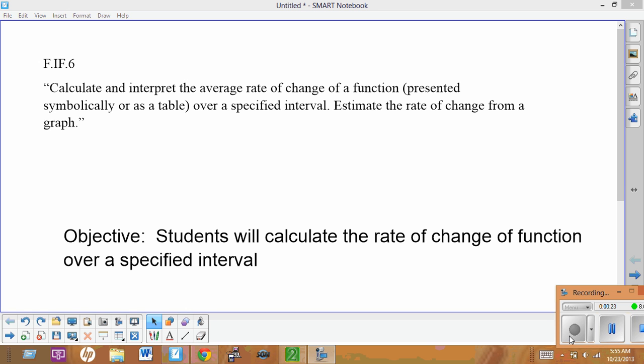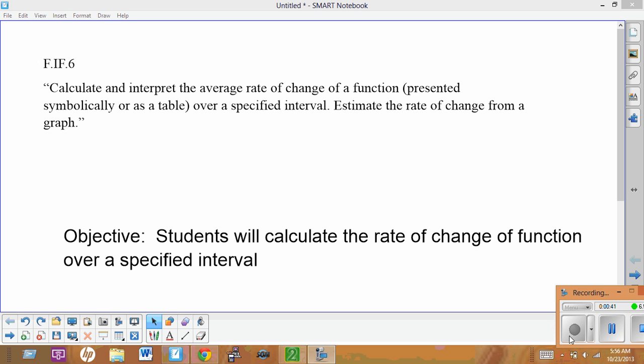Okay, the standard we're looking at is F.IF.6, and that says calculate and interpret the average rate of change of a function presented symbolically or as a table over a specified interval. Estimate the rate of change from a graph. Okay, there's a lot going on in that standard.